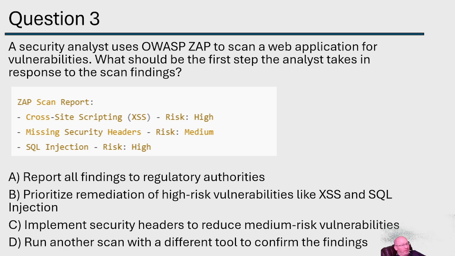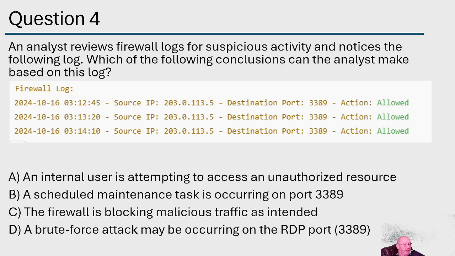Are we going to implement those security headers, and if so, will it potentially fix our other issues? Or are we going to prioritize the remediation of high-risk vulnerabilities? What do you think? If you answered B, you'd be correct. Because C, not a thing. The implementation of the security headers is not going to stop cross-site scripting or SQL injection. B is going to be our correct answer on this one. 100% B. There we go.